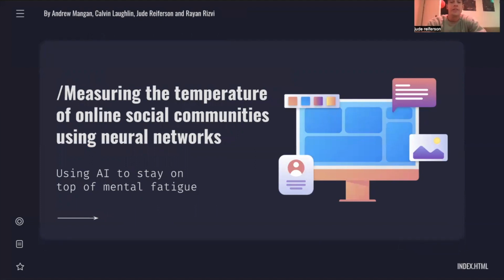Hi, my name is Jude Reeferson, and today I'll be discussing my group's work on measuring the temperature of online social communities using neural networks.